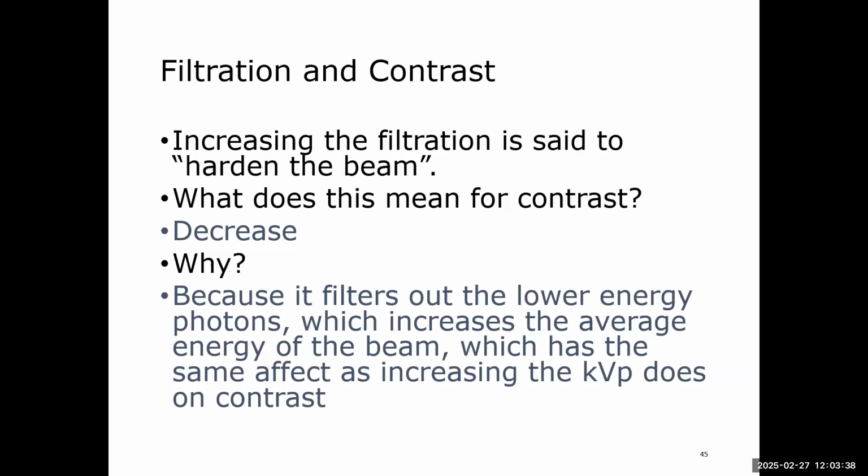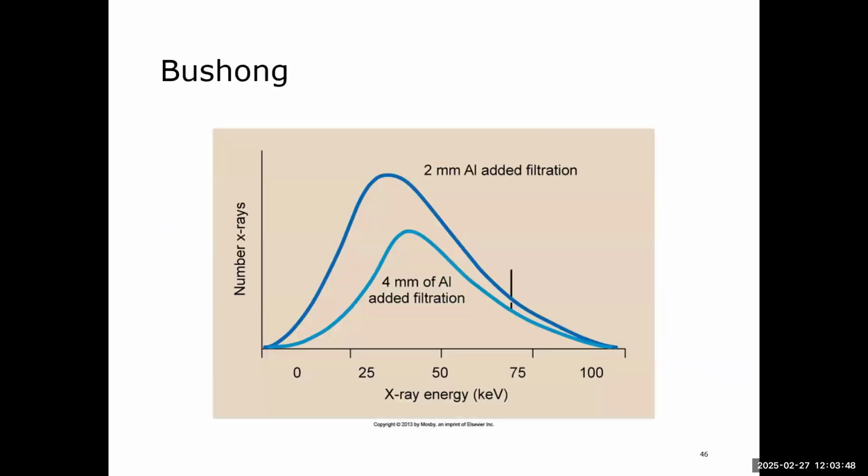So that's the same thing that filtration does. It's just increasing the average energy of the beam by taking out those lower photons. So there's two ways to harden the beam, and that's what this is talking about here. This is from your Bouchon book. Again, it just demonstrates that as you add filtration, what happens to the X-ray emission spectrum, meaning the quantity and then the quality, which is plotted on the x-axis. So you can see that as you add filtration, quantity decreases, however, quality increases because it shifts slightly to the right.